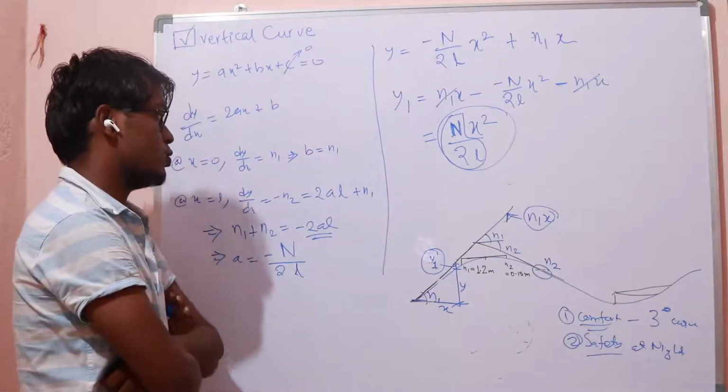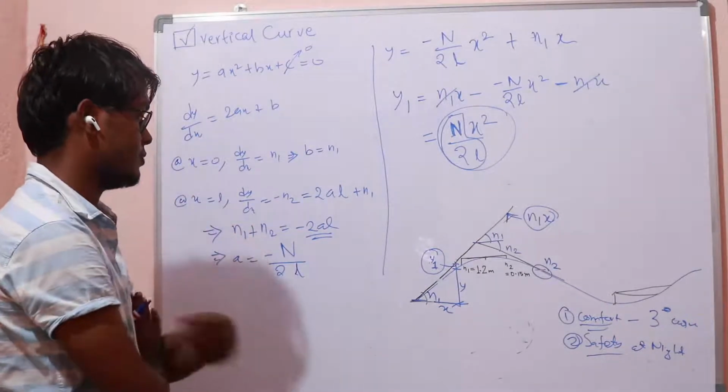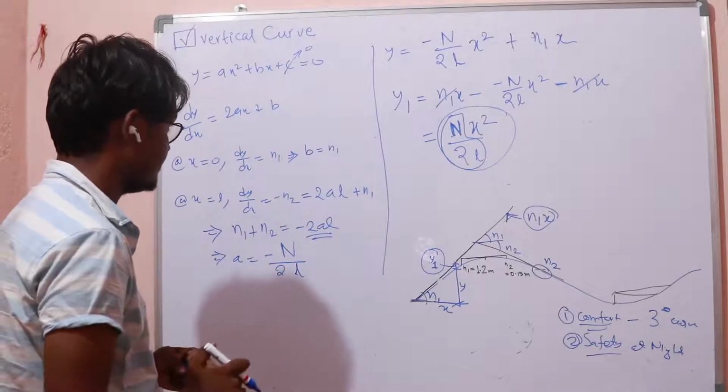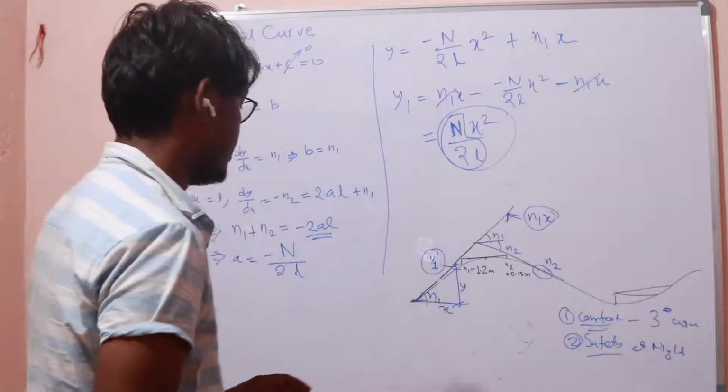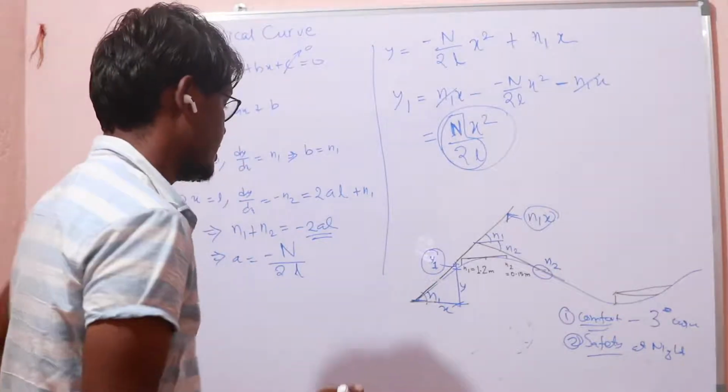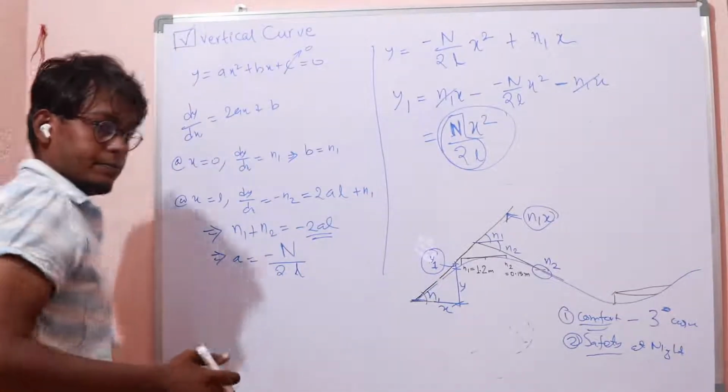So y1 is n over 2l into x square. Now we can take a problem here. The problem was from the latest GATE.